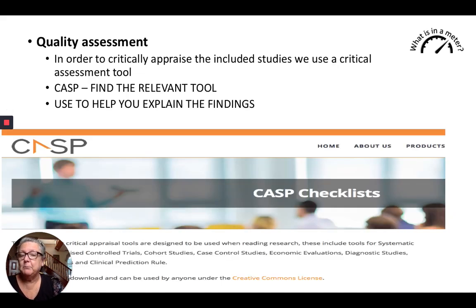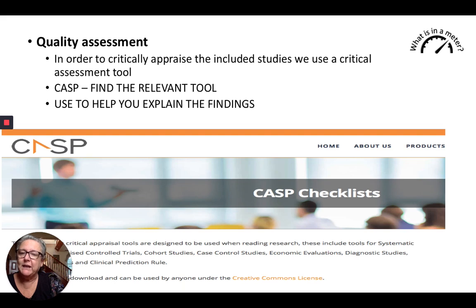Now, it's really important that you quality assess the included studies, so your 20 included studies. Life has become much easier since this website came on board, and it's called the CASP. If you just put CASP quality assessment, this will come up. And they have tools for any kind of study. You can get them for randomized trials, observational studies, qualitative studies, and it can help you explain the findings.